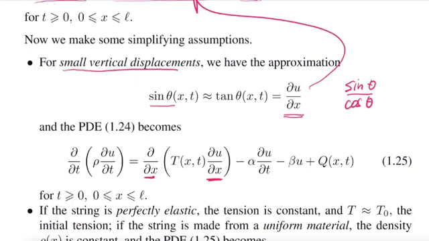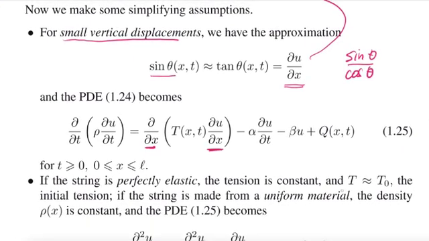Now we make a few more assumptions. So we assume this T is constant along the string, so it's a very good string.